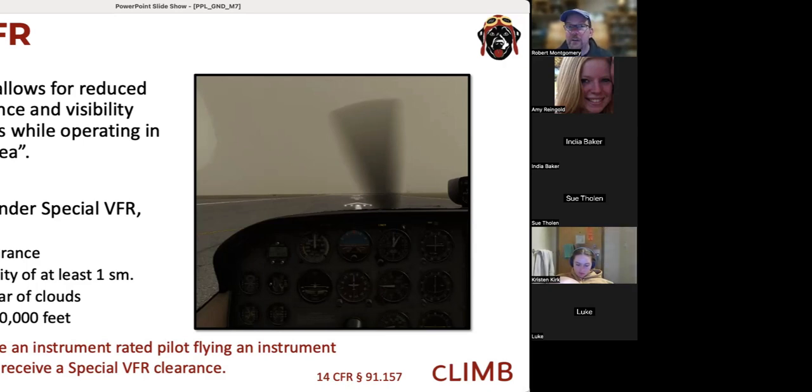So in order for me to operate under special VFR, I have to get a clearance. So I have to coordinate with air traffic control, and air traffic control will separate me from other traffic, right? I have to have visibility of at least 1 statute mile, and I have to be able to remain clear of clouds. Oh, and I have to be below 10,000 feet MSL, right? If I can do this, life is good, right? During the day, it's a piece of cake. Any VFR rated pilot can do it during the day.